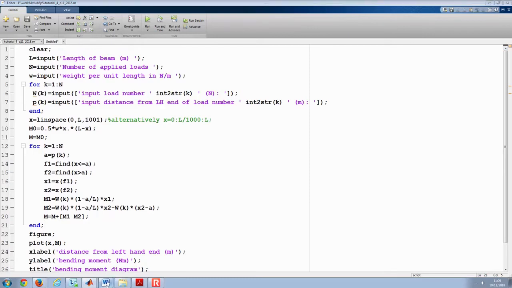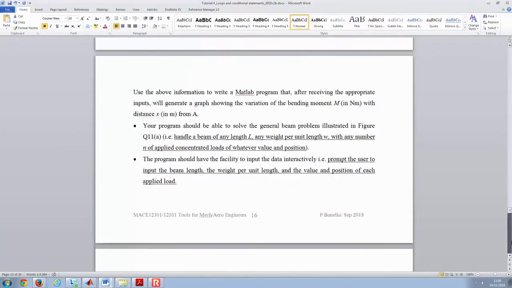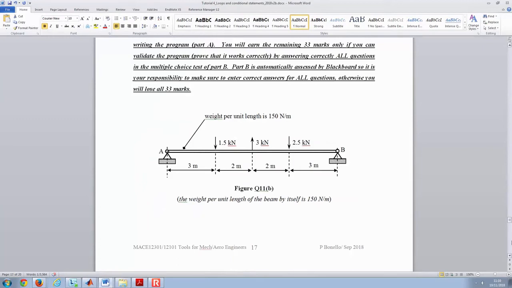Right, so let us run the program for the specific example. So you had loads there, 1.5 kilonewtons, 3 kilonewtons upwards, so -3, and 2.5 kilonewtons. Distances of 3, 5, and 7. And the weight per unit length is 150 Newton per meter. So let's run.